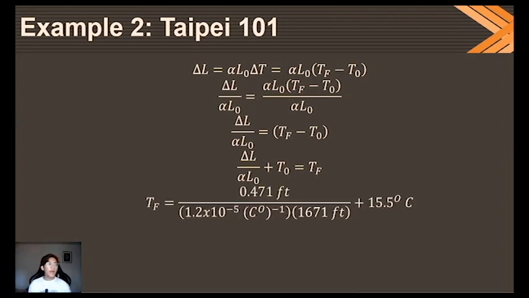Now, let's substitute the values for each given variable. So, you have delta L, which is equal to 0.471.